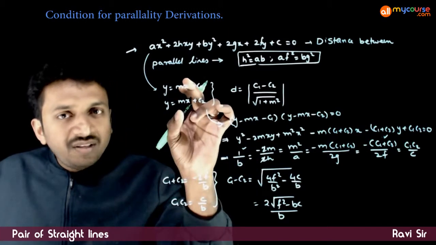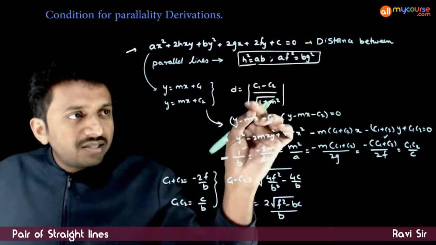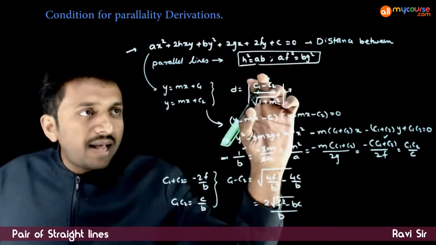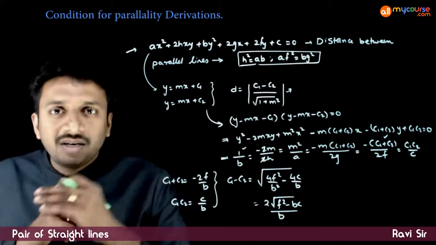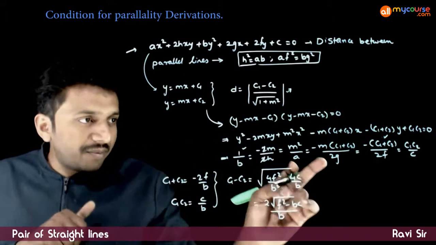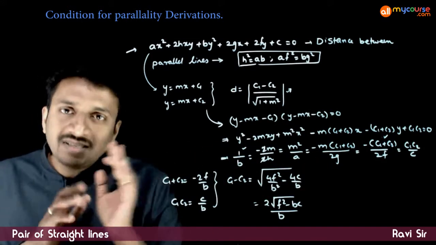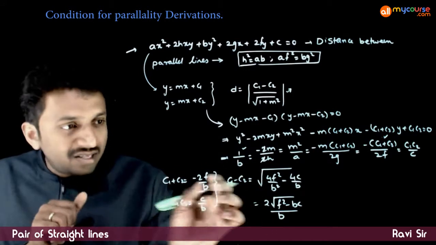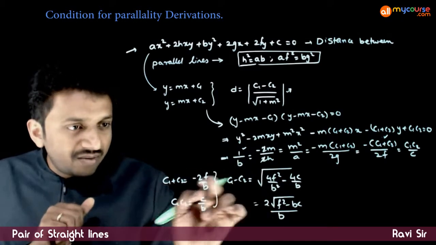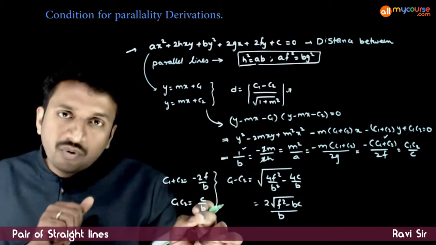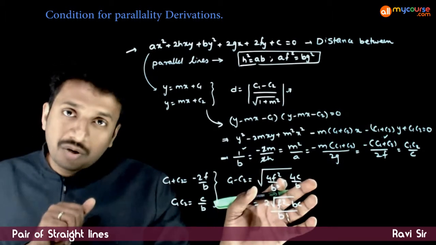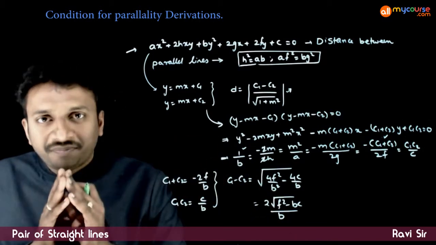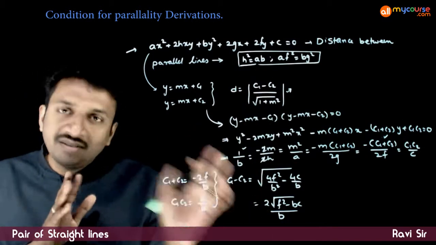And what is the distance between the parallel lines? Difference between the constants by root of a square plus b square. Because if I can find this value, this will be the perpendicular distance between the pair of lines. So from these equations, I know c1 plus c2 and c1 c2. So from these two, can I find c1 minus c2? Yes. c1 minus c2 is nothing but root of c1 plus c2 whole square minus 4c1 c2. So you got this equation that is equal to 2 times root of f square minus bc by b. So c1 minus c2 is this.